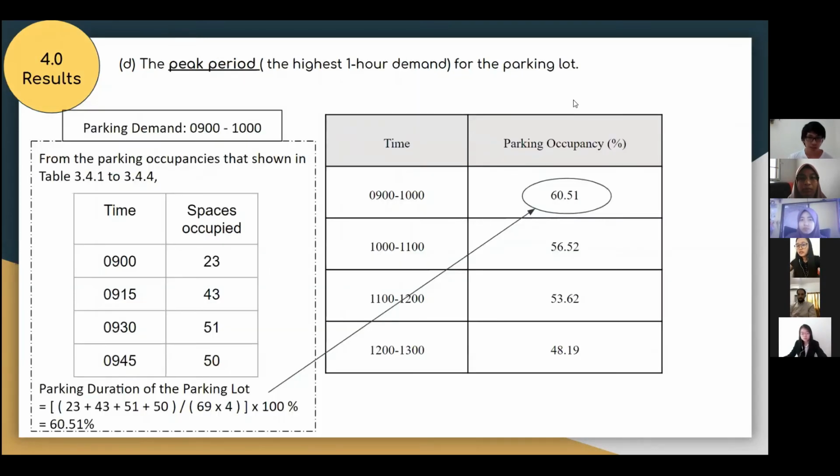Next, we will calculate the peak period, the highest one-hour demand for the parking lot. The calculation is shown on the left-hand side. For the parking demand from 9 a.m. to 10 a.m., we will use all of the data from the data analysis tables 3.4.1 to 3.4.4. Then we will sum all of the spaces occupied between 9 a.m. to 10 a.m. and divide by 69 times 4. The 4 is the number of 15-minute intervals in one hour. Then we get 60.51% for the parking occupancy.